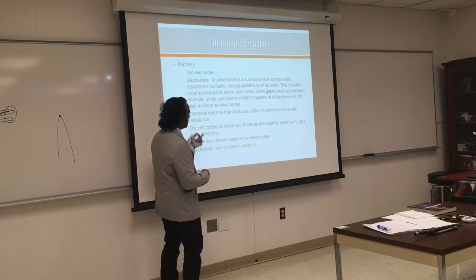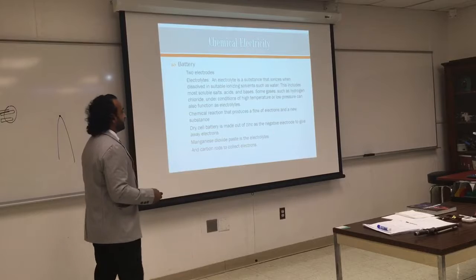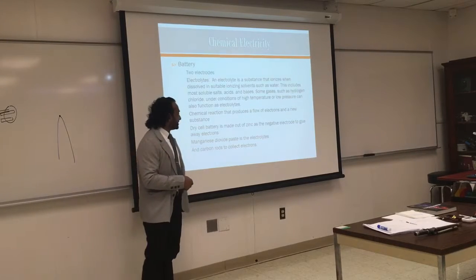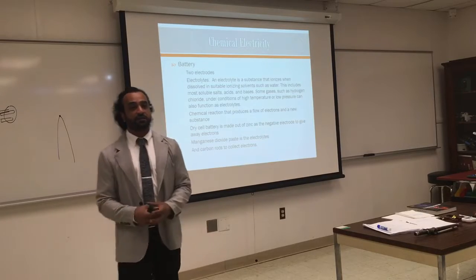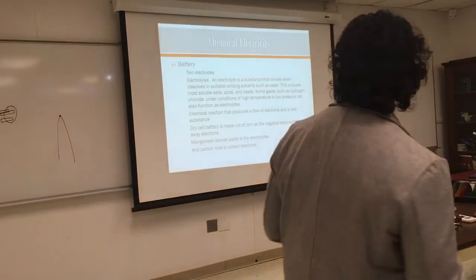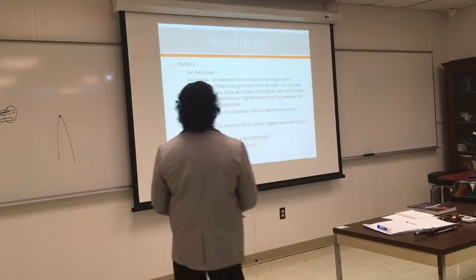Dry cell, that's what they call it, is made out of zinc as a negative electrode to give away electrons. Manganese dioxide is the paste, that messy paste. I'll bring a battery next time and take it apart. This is fun. And carbon rods to collect the electrons.